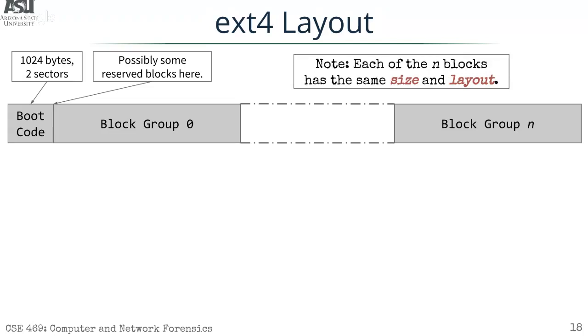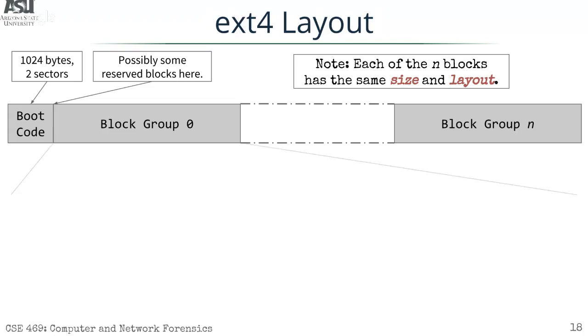Okay, so we have n blocks. All of them have the same size and layout for a particular partition. So if you partition one thing as ext4 and another, and the volumes are of different sizes, their block sizes, block group sizes and block group numbers might be different, but always within one file system, you'll have the same size and each one always has the same layout, okay?